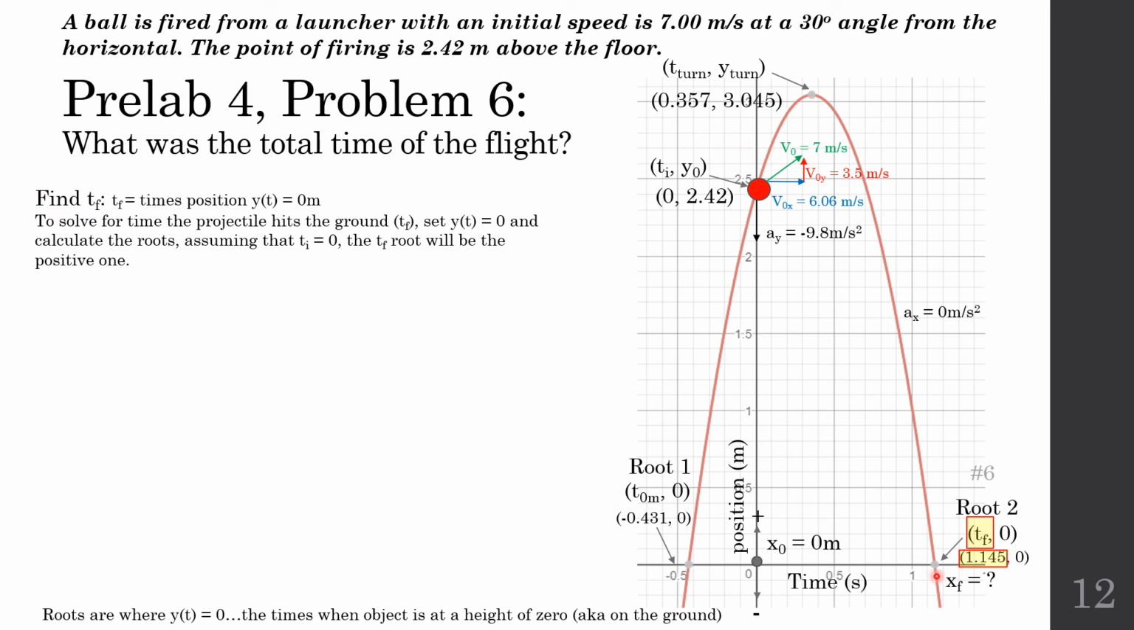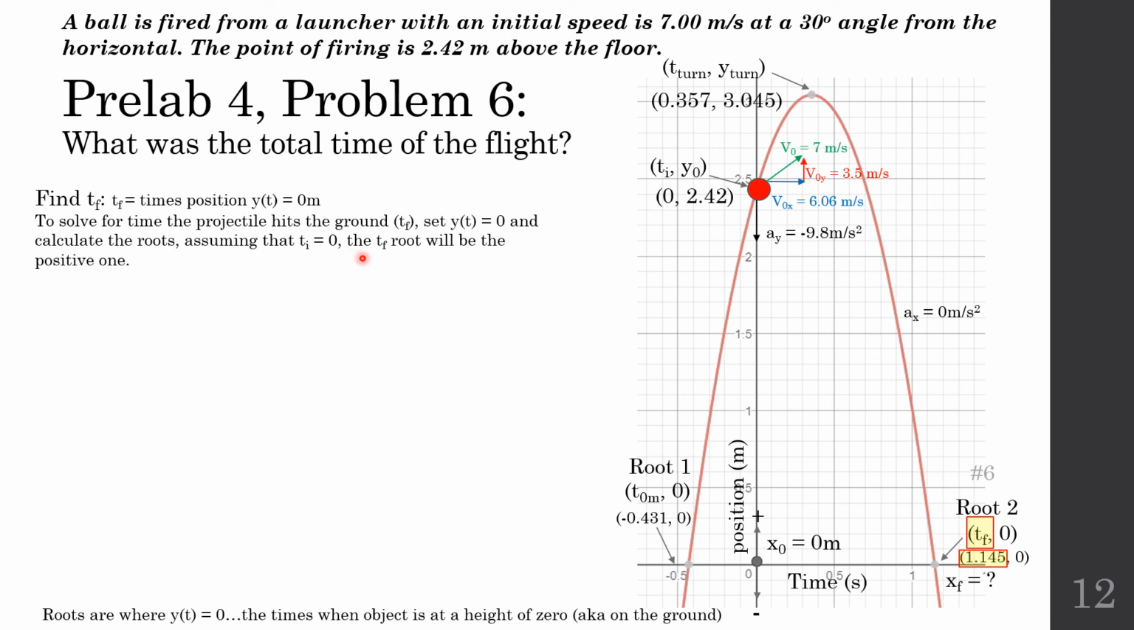So that's when the projectile hits the ground. In order to solve for this, we're going to set y of t equal to 0. We want to set our position equal to 0 because that's the position of the projectile when it lands, and we want to calculate the roots of our quadratic equation. We're going to assume that t initial is equal to 0, and we have it labeled in our picture, so we're not so much assuming as knowing, defining that.